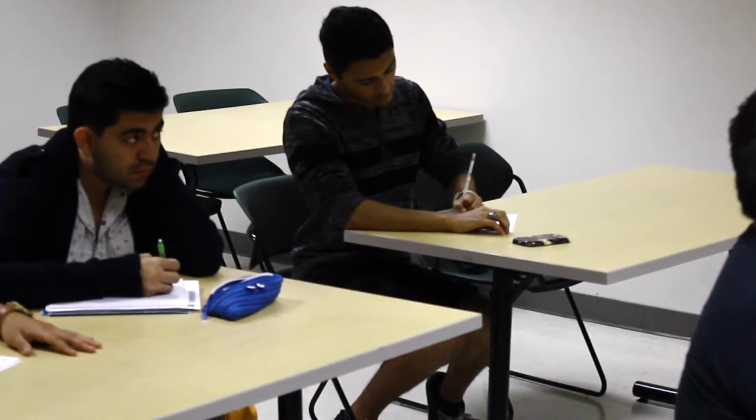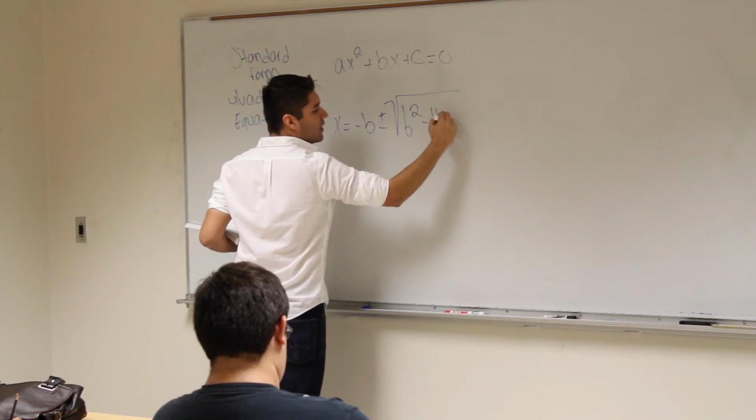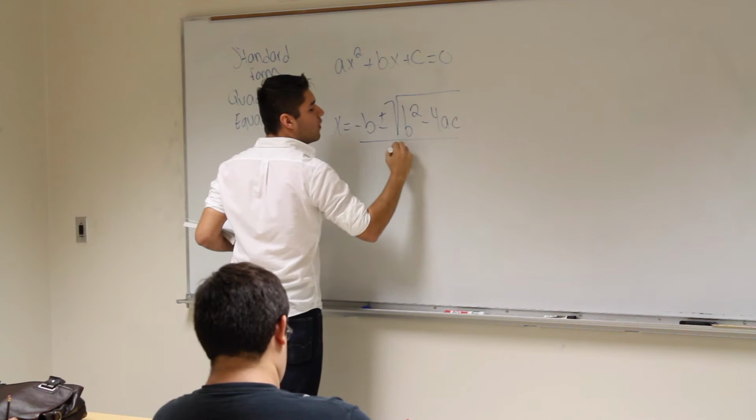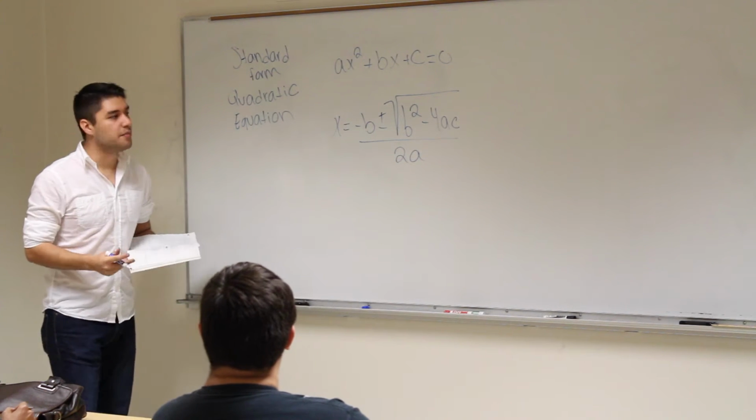Now, if we were to complete the square for this standard form of the quadratic equation, we're able to derive what's known as the quadratic formula, and that is written in the form of x equals negative b plus or minus the square root of b squared minus 4ac, and all of this over 2a. Now, let's go over one example.